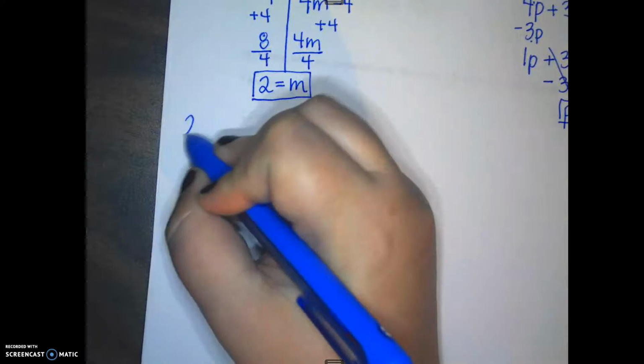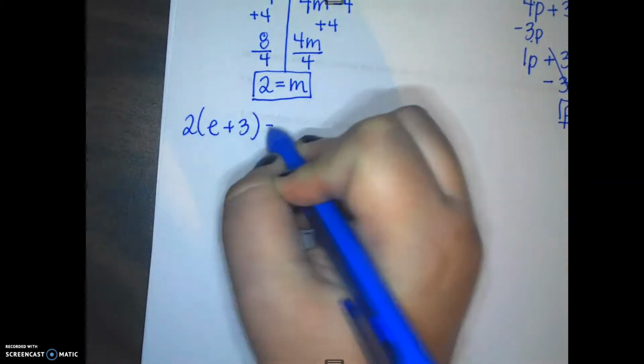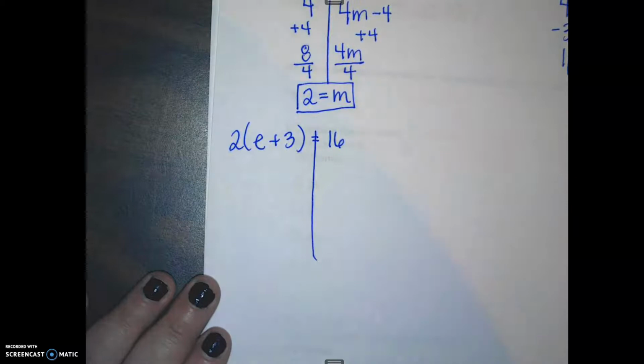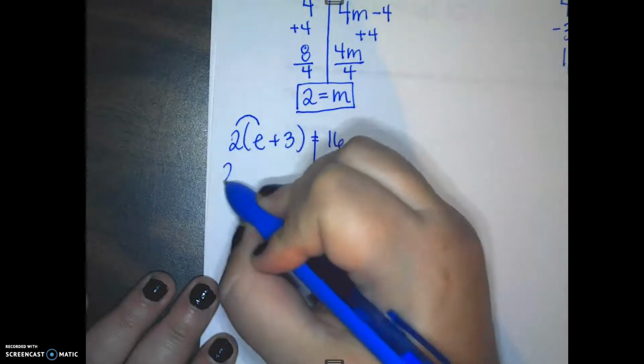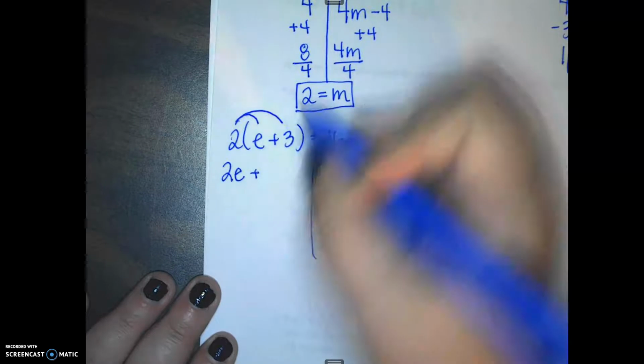Alright, I'm going to slide over, and we're going to do 2(e plus 3) equals 16. So I'm going to draw a line and ask myself, do I have parentheses? Yes. So I'm going to go ahead and take care of them. 2 times e is 2e. Bring down my plus. 2 times 3 is 6.